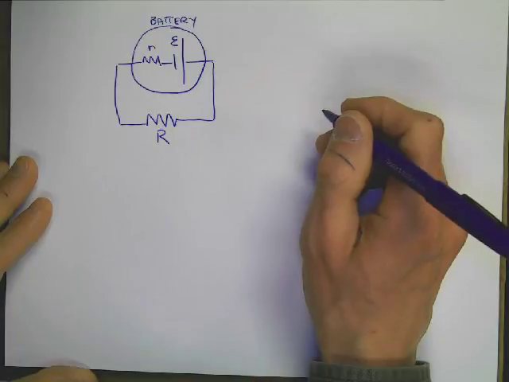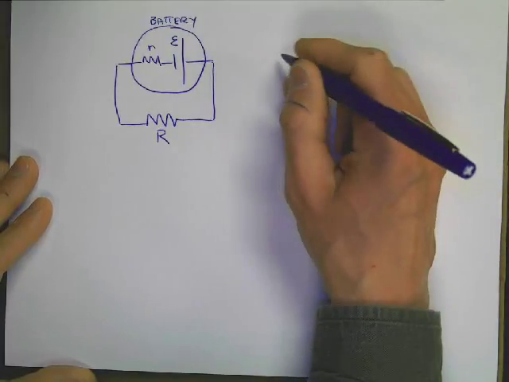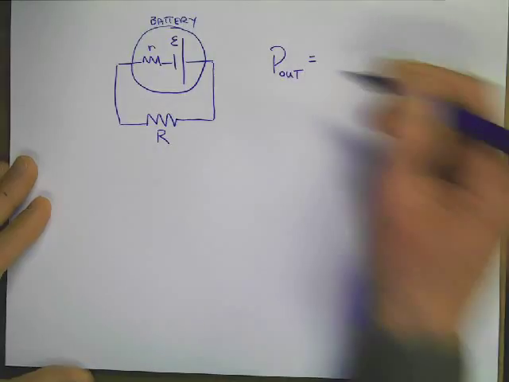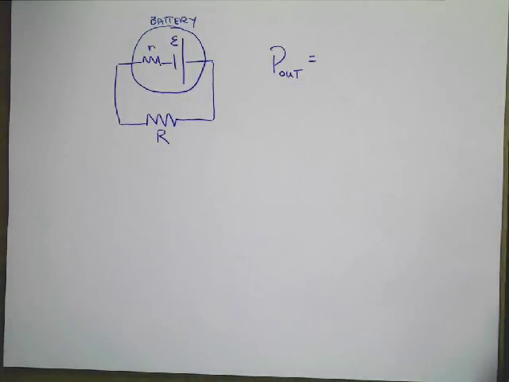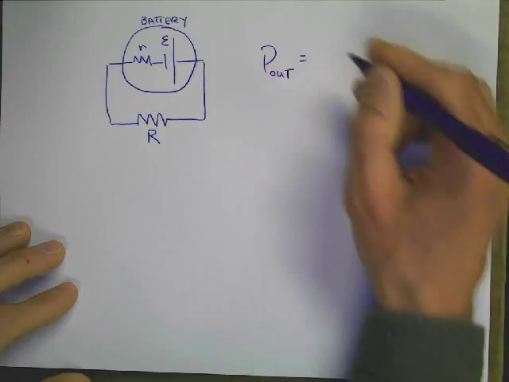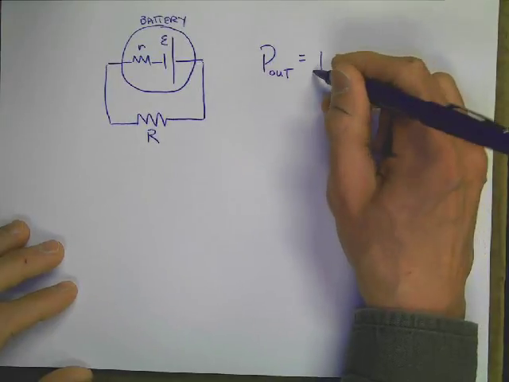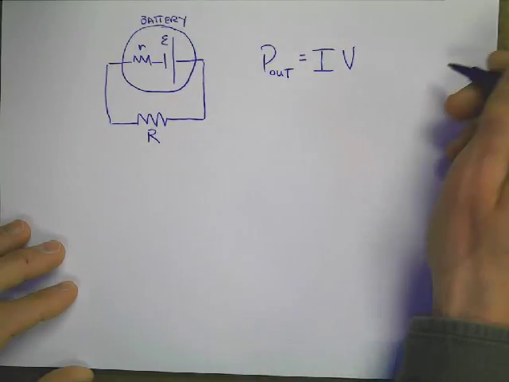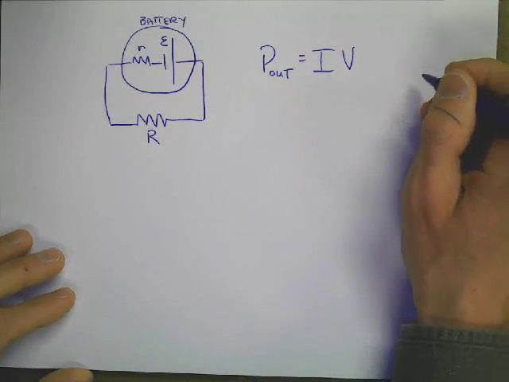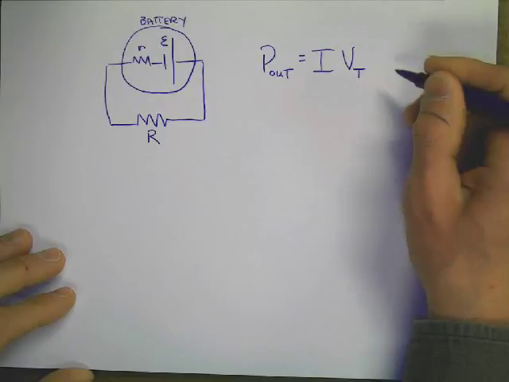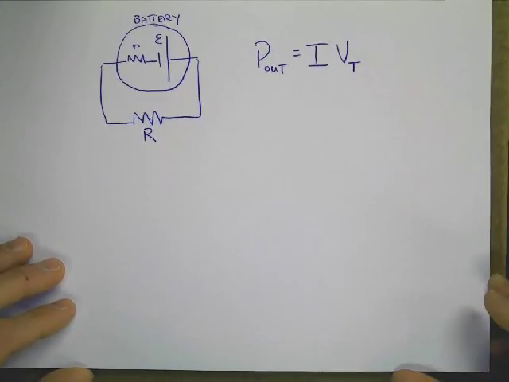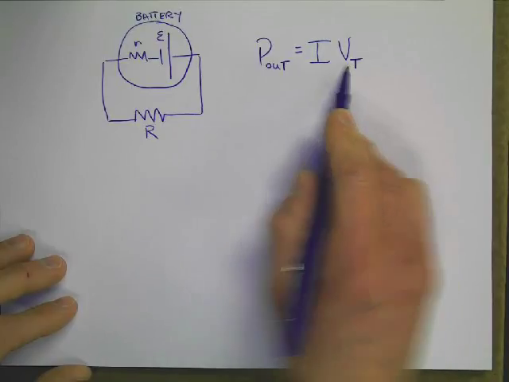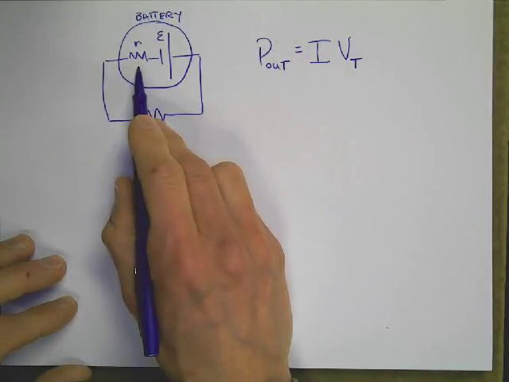Okay, so now let's take the Watt's law formula and look at the power that we can get out of this battery. And the way we do it is to apply Watt's law and to say that power is equal to current times voltage, except now we're going to recognize that the voltage that we get out is actually the terminal voltage, not the EMF. So that terminal voltage is going to be reduced by this internal resistance.